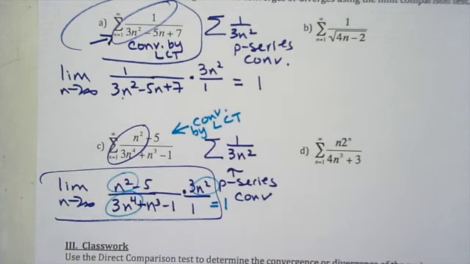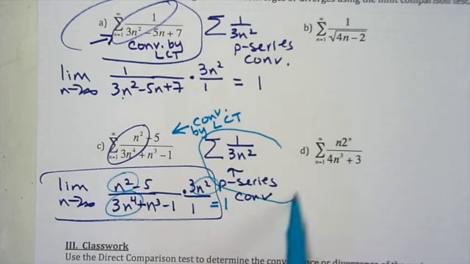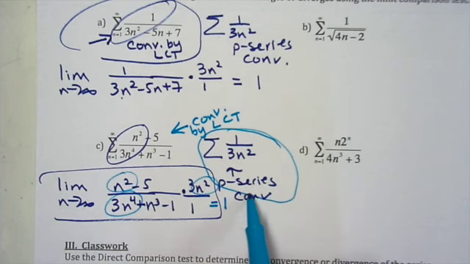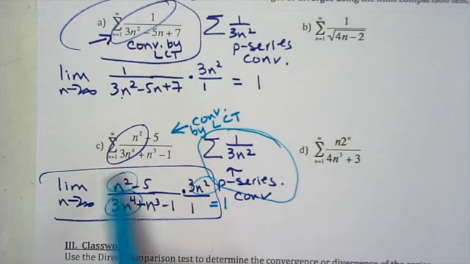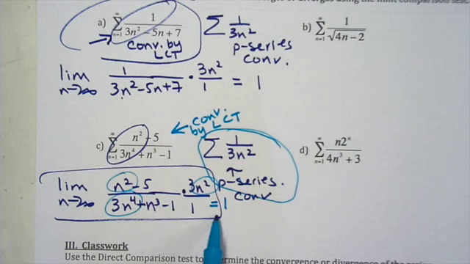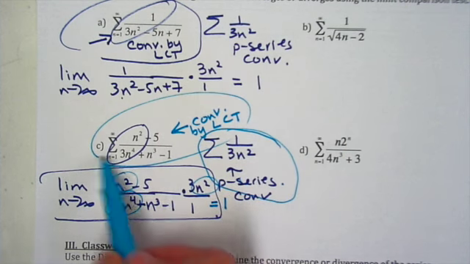So this is what you need to show. Show me the series that you're comparing it to, and what happens to it. Show your work if you need to. This is just a p-series. Show me your limit, get to the correct limit, and then draw your conclusion on what's happening to the original.